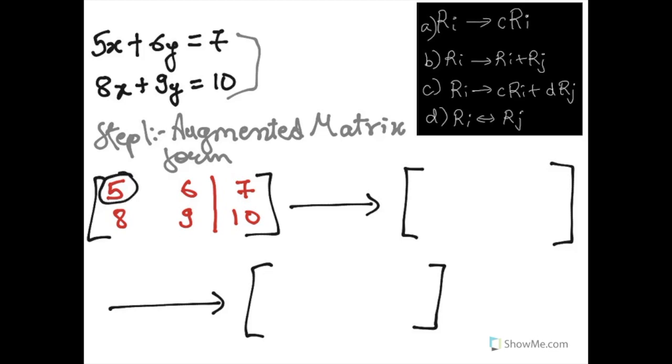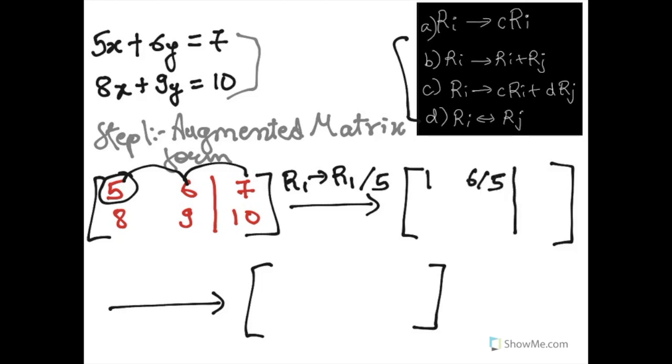So let's make this 1. In order to do that, we replace row 1 by row 1 divided by 5. So remember that you cannot just divide this 5 by 5. You also need to divide all of the components of the row by 5. That's what it means, row operation. You perform whatever row operations on the entire row. So now we get 1, 6 by 5, 7 by 5. And the second row will remain the same.